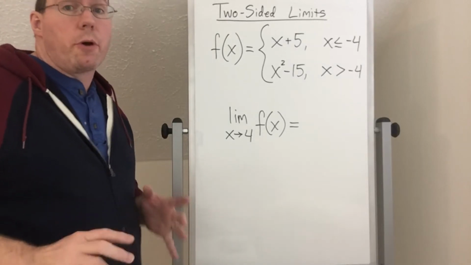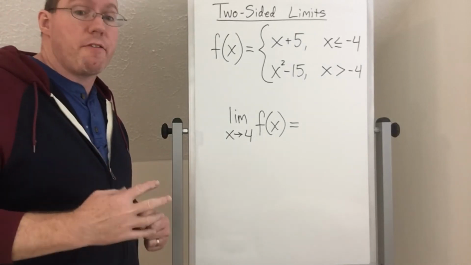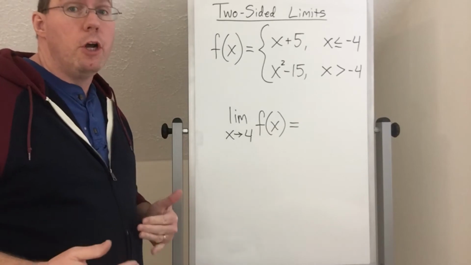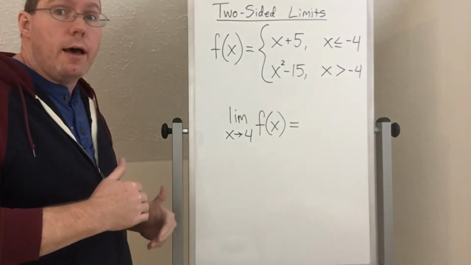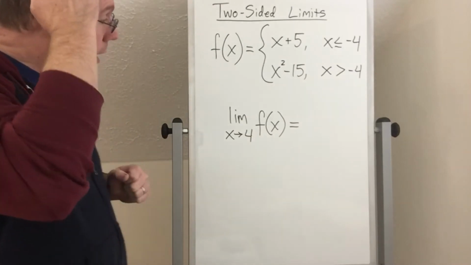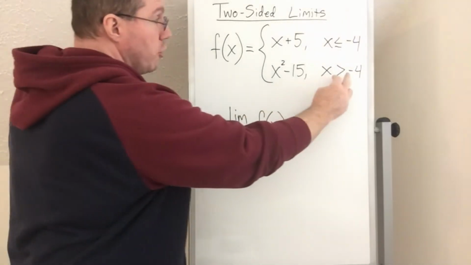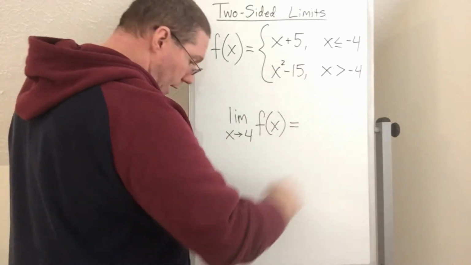All right, so now what we're going to do is we're going to look at two-sided limits with piecewise functions. Now, I hope you remember doing one-sided limits with piecewise functions. I'm just going to do a quick review. Like if we were asked, we have our transition value. That's what I call it, the transition value.